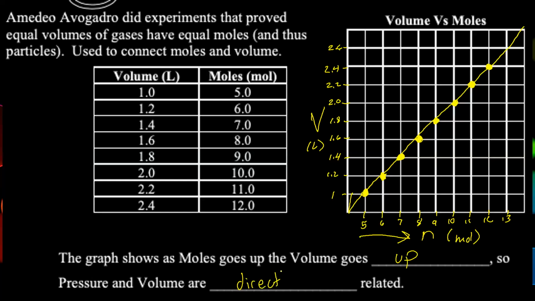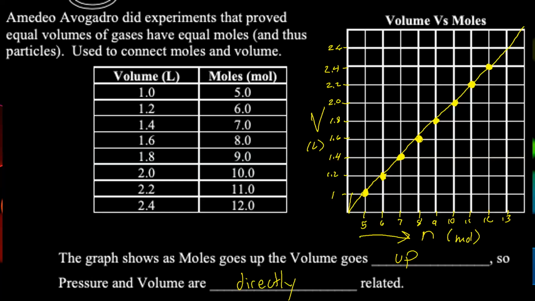They are directly related. So last time we had an inverse relationship. One went up, the other went down. Today, it's a direct relationship. And that's what this graph's going to show us. So now we can keep that in mind as we work. When one goes up, the other is going to go up.